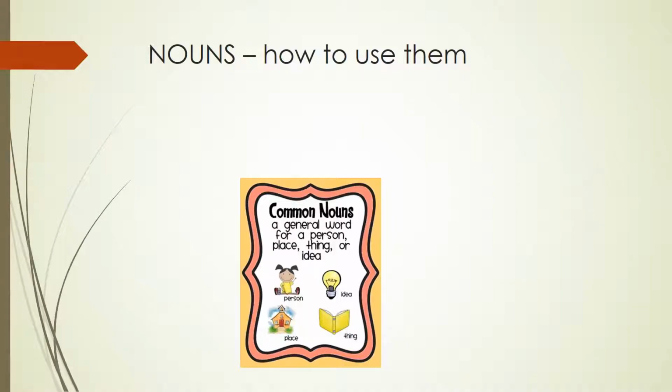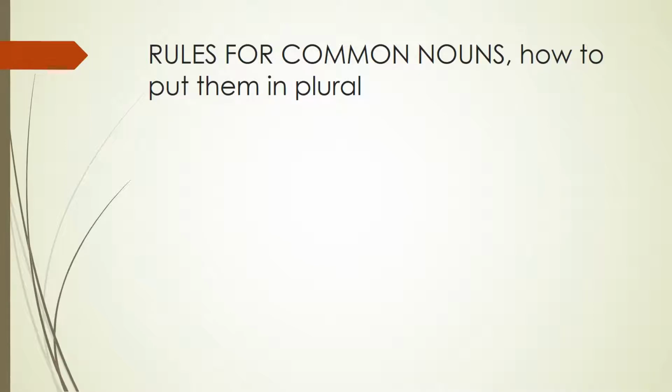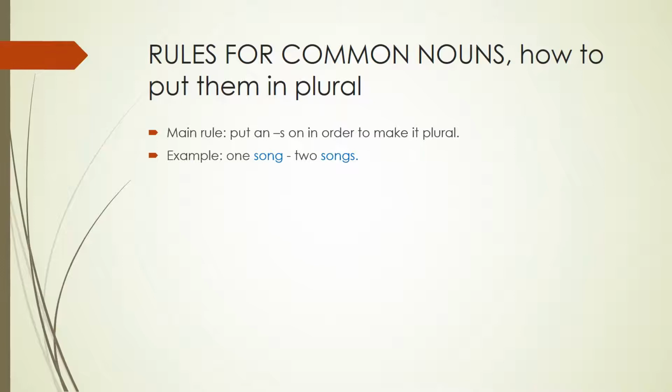Nouns, how can you use them correctly in writing? For instance, to put them in plural. Let us look at the common nouns first. The main rule is to put an S in order to make a plural. Example: one song, two songs.